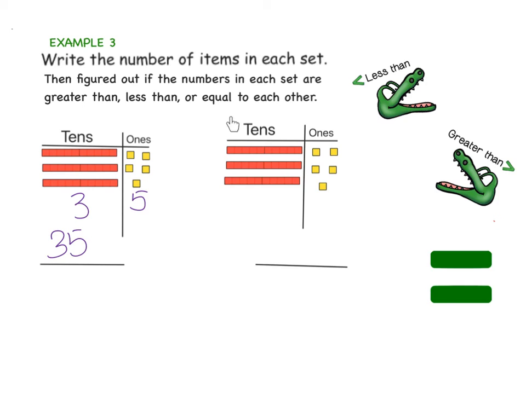And then in our next set, we have a place value chart with 1, 2, 3 sets of 10. And then for our ones, we have 1, 2, 3, 4, 5, coming out to 35. So now we need to figure out if 35 is less than, greater than, or equal to 35. 35 would be equal to 35.